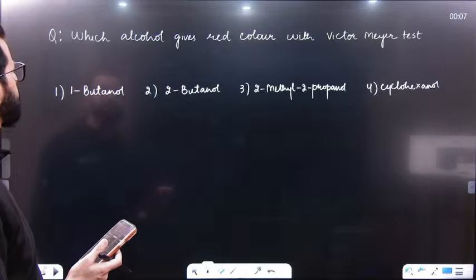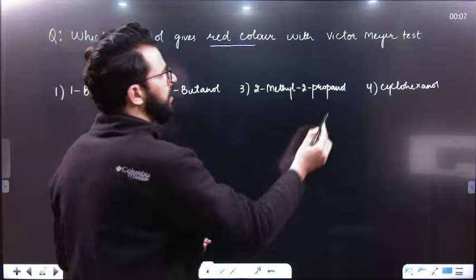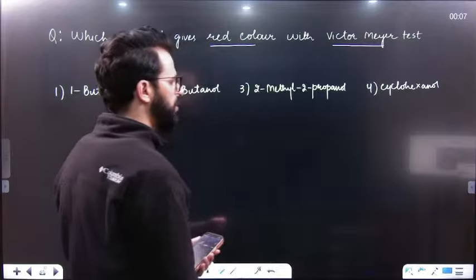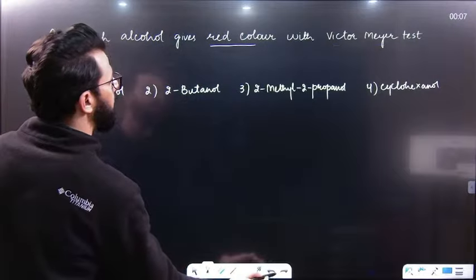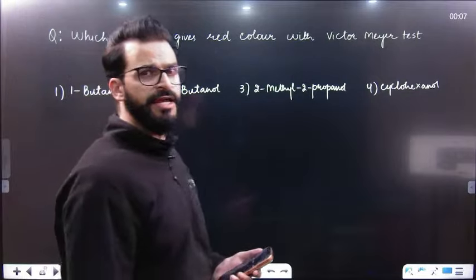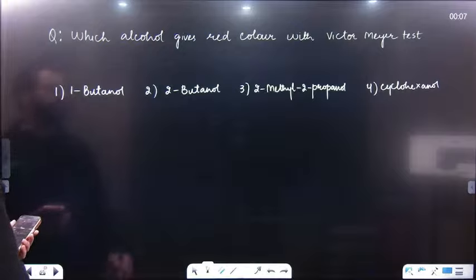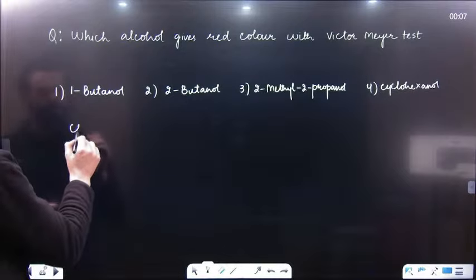After that, which alcohol gives red color on Victor Meyer's test? Is it primary, secondary or tertiary?